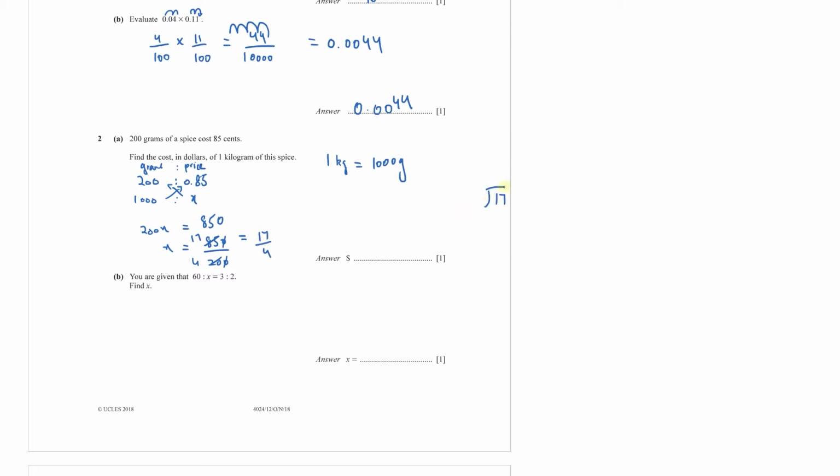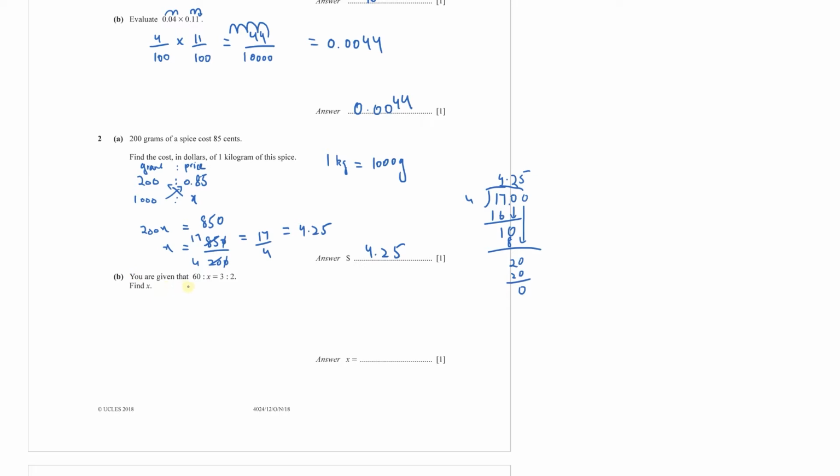So let's divide 17 by 4. 4 times 4 is 16, remainder 1. I can add a decimal here and this becomes 10. 4 2s are 8, 2 remainder, add another 0, bring it down, 20, and 4 times 5 is 20. So this is 4.25. So the price of 1 kilogram of the spice is $4.25.